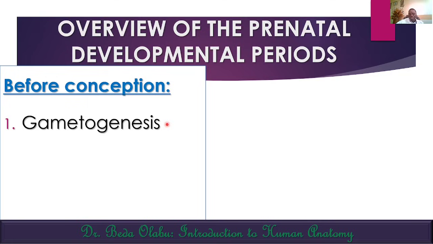When that has happened, the next step that we talk about is fertilization. This is the process of fusion of the sperm and the oocyte. The fusion takes place within the fallopian tube.